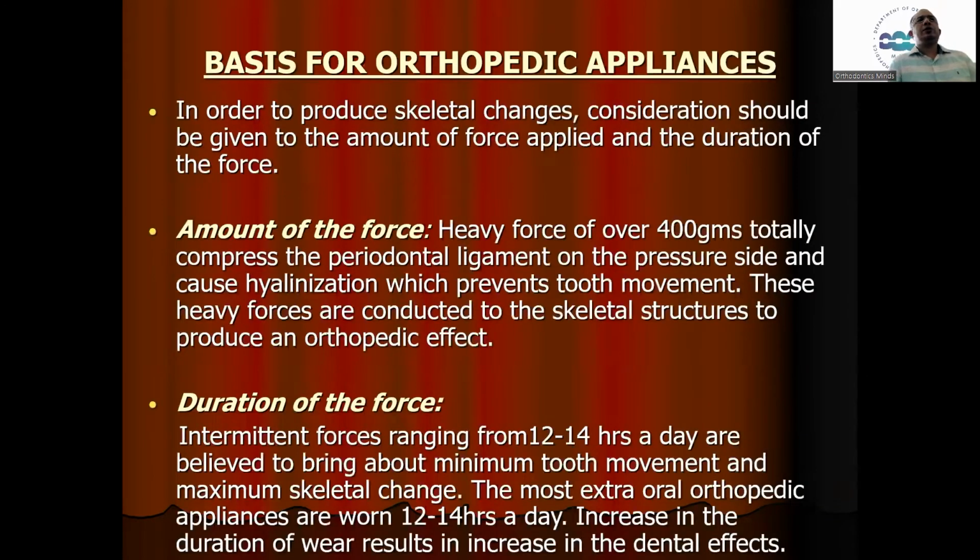Coming to the basis for orthopedic appliances. So in order to produce a skeletal change, consideration should be given to the amount of force applied and the duration of the force. What is the amount of force? It is heavy force of over 400 grams. It totally compresses the periodontal ligament on the pressure side and causes hyalinization, which prevents the tooth movement. And these heavy forces are conducted to the skeletal structures to produce an orthopedic force.